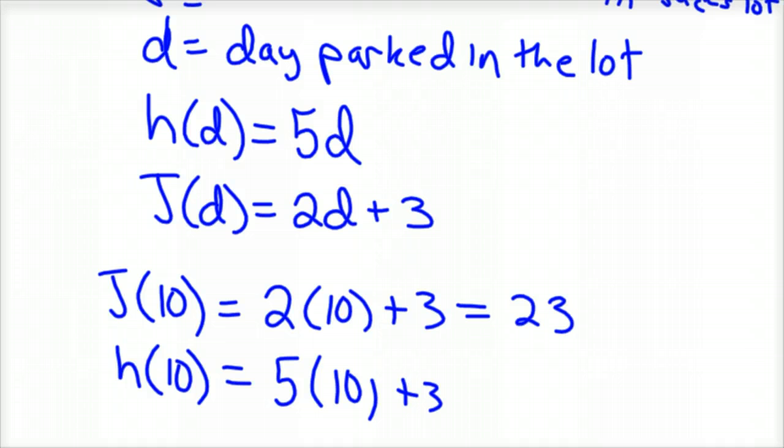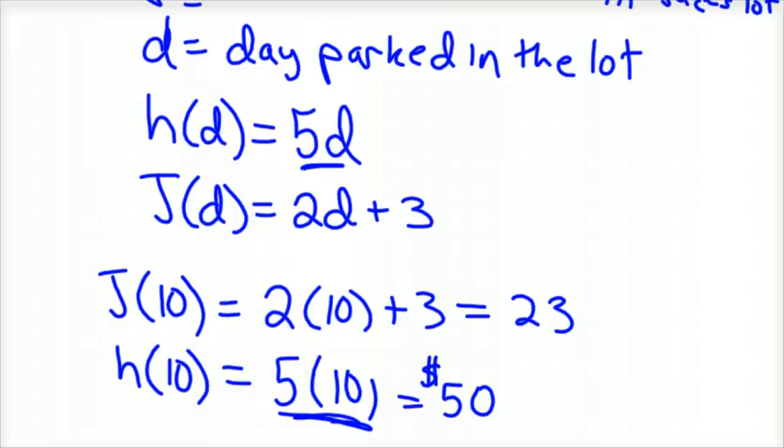And Hogan's, I have it wrong, sorry. Hogan's would just be that flat rate of 5D, so 5 times 10. Nothing like writing it down wrong to confuse you. But 5 times 10 gives you $50. So quite a bit cheaper. That would be if you left it in their lot for 10 whole days. But if you had to go get your vehicle every day, at Hogan's it'd be $50. At Jack's it'd be $23.